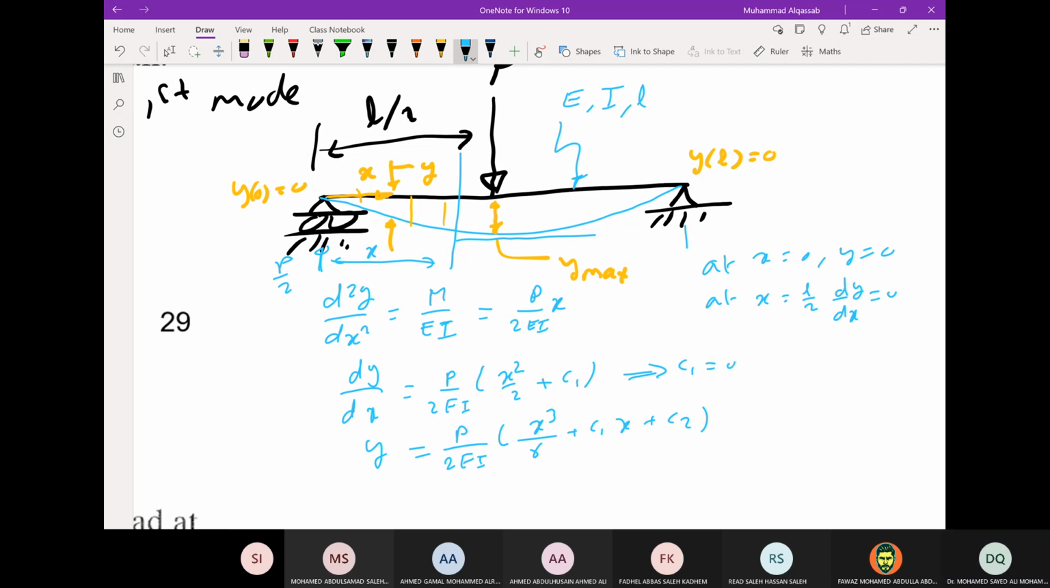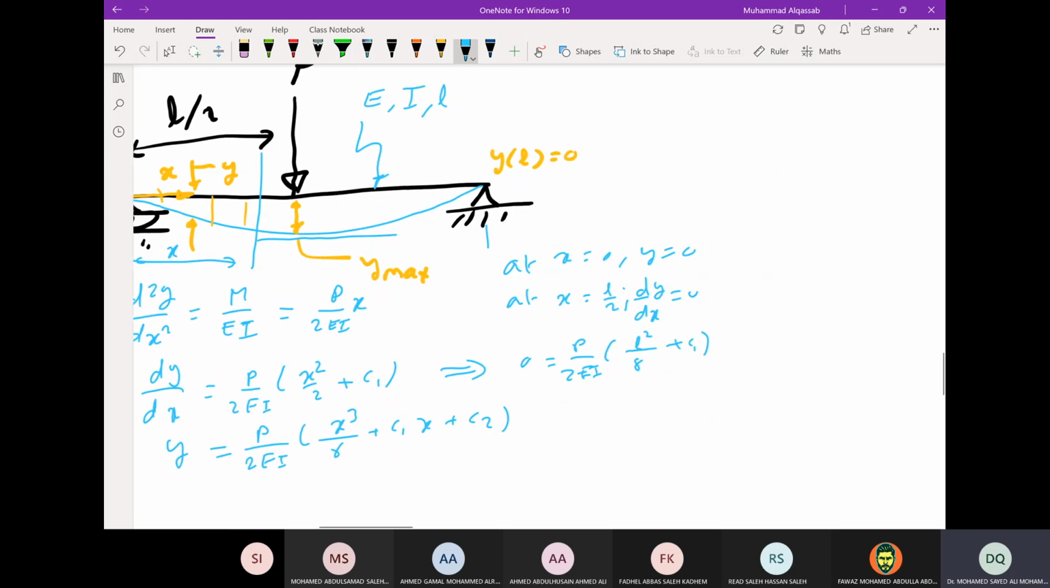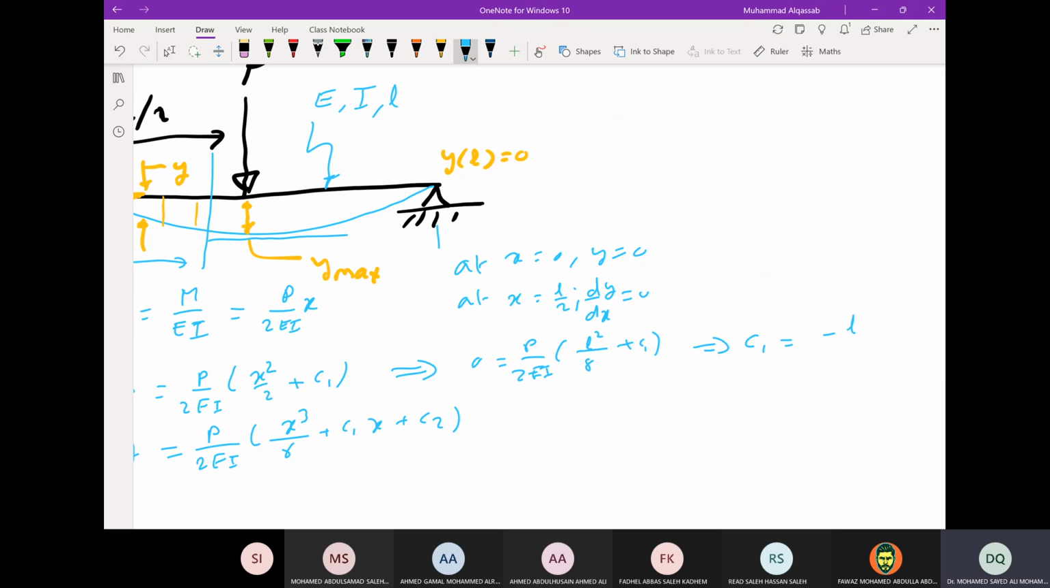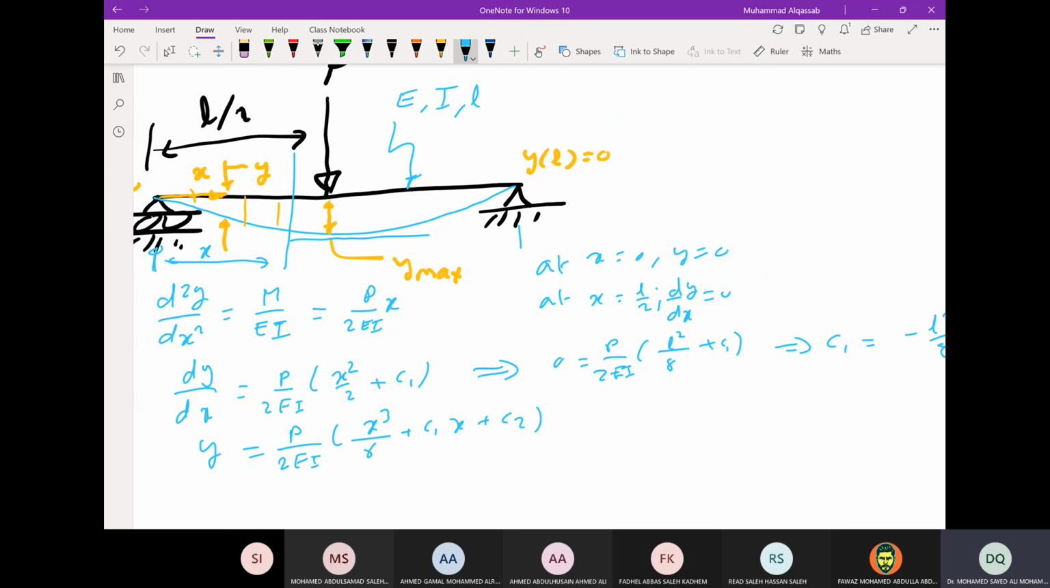Okay. And when we have, no, this is when we can use this condition. This will be at x equal to L over 2. Then this will be 0 equal to P over 2EI times L squared over 8 plus C1 equal to 0. So C1 equal to minus L squared over 8. Okay, and the same thing you will do here at y equal to 0, C2 is 0.